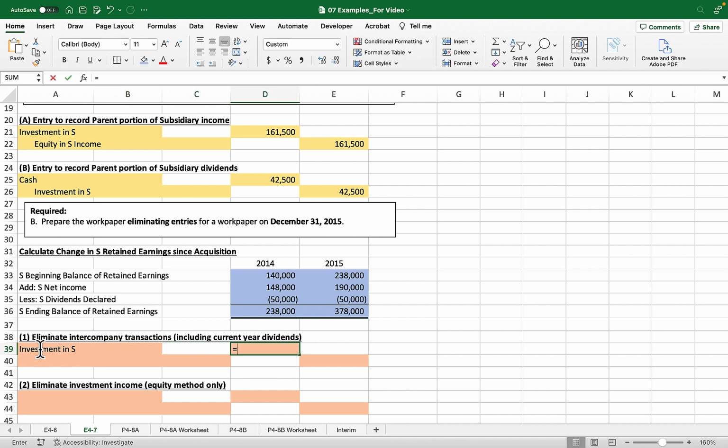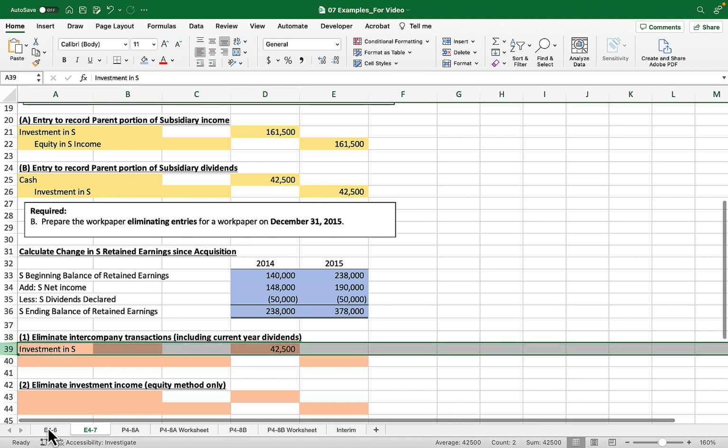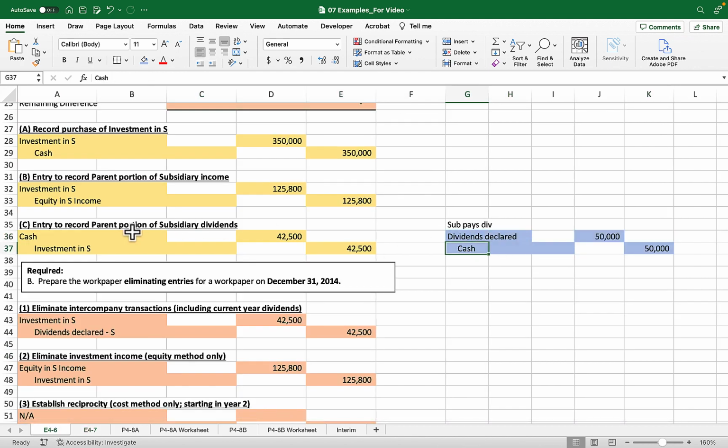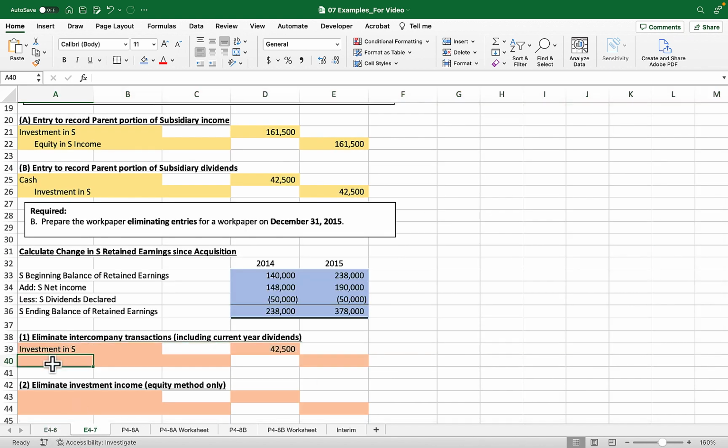And as we saw last example, this is the parent side of it. On the subsidiary side of it, again, half of their entry is cash. We don't care about the cash. But the other half is dividends declared. And so you can't declare dividends to yourself. And so that's the part from the subsidiary that we're going to undo.